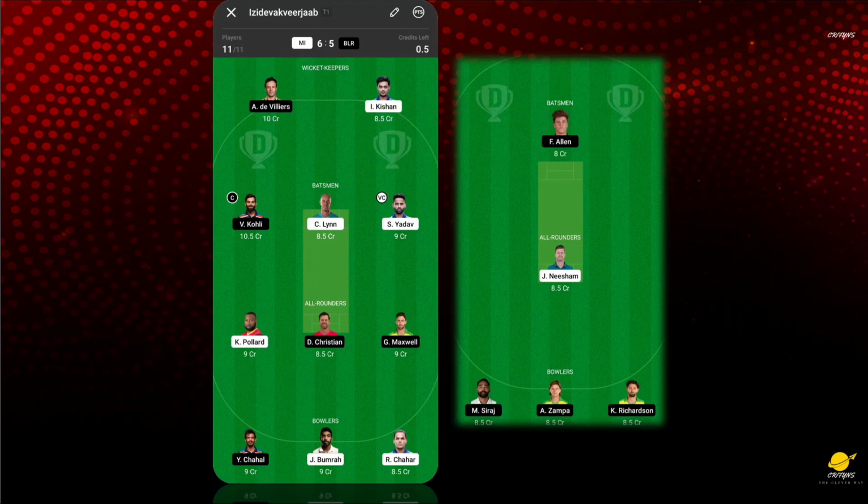I had a credit left of 0.5 and I can use it lastly. If any of them is playing, you can actually pick them. Finn Allen had a nice game against Bangladesh, and Jimmy Neesham also had a great ODI. So Jimmy Neesham, Finn Allen, Siraj, Zampa, Richardson are my bench. If they are playing, you can substitute them for the players who are not playing in my dream team. So this is my dream team. If Chris Lynn is not playing, I'll go for Saurabh Tiwari or someone else.